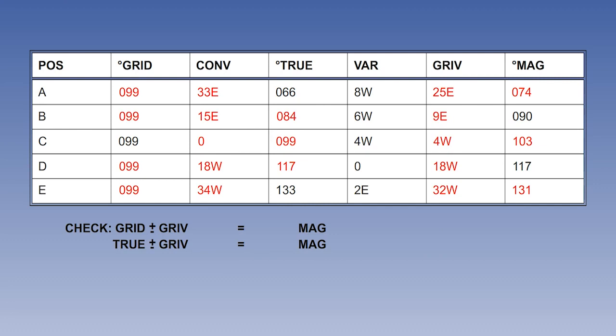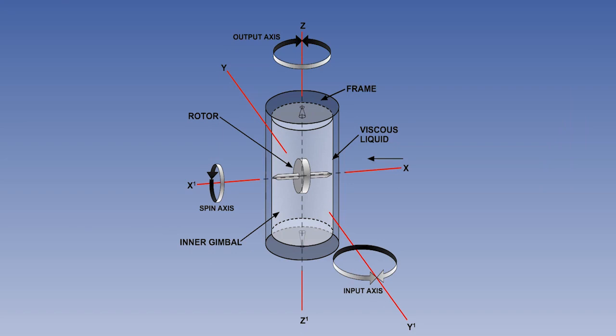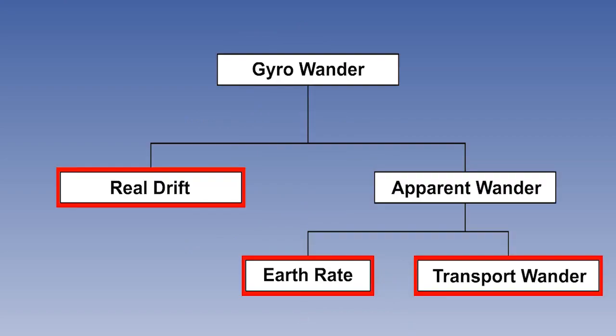Make sure that you can convert between grid, true and magnetic directions using gravation, convergence and variation, and understand how they are linked. When the compass is unusable because the Earth's magnetic field is too weak or the variation is changing too rapidly, we may choose to steer by gyro. In this case, the three sources of error are real drift, earth rate, and transport wander.